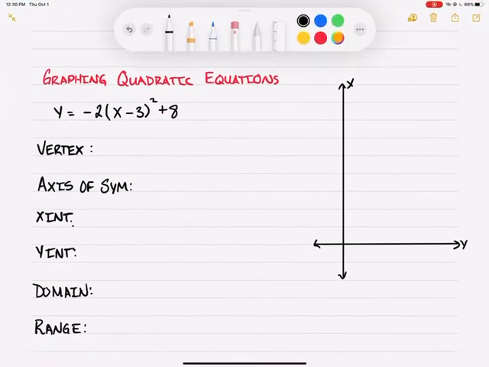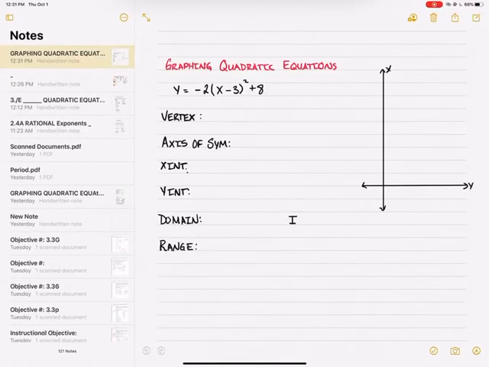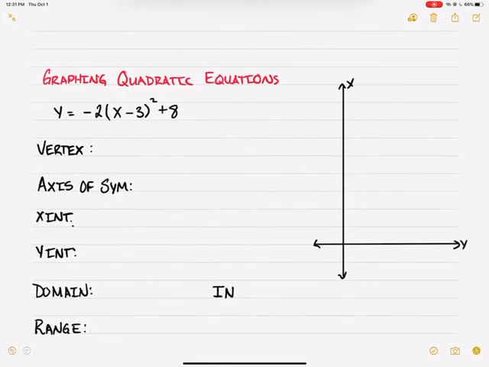Alright guys, we're going to look at another graph of a quadratic equation. Today I'm going to find the vertex, axis of symmetry, x-intercept, y-intercept, domain, range, the increasing interval, the decreasing interval, the positive interval, and the negative interval. Okay, so we're going to find all of these things, plus we're going to graph it.